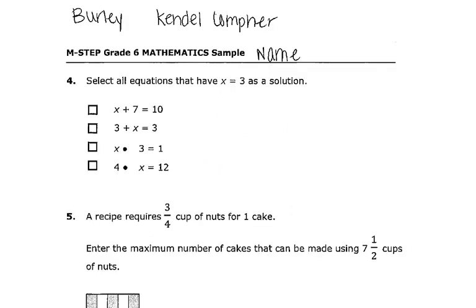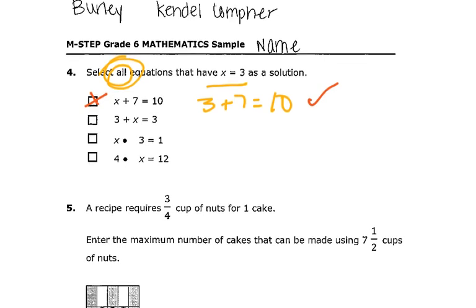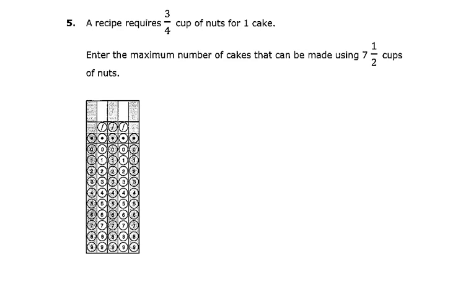Okay. Number 4. Select all equations that have x equals 3 as a solution, which means that you need to actually put them in there. So first one, instead of writing x plus 7 equals 10, let's write 3 plus 7 equals 10. Is that true? Yes? So that's one of them. Now you're selecting all of them, so there's probably more than one. So make sure you're going through each one, substituting 3 for x. See if it's true.